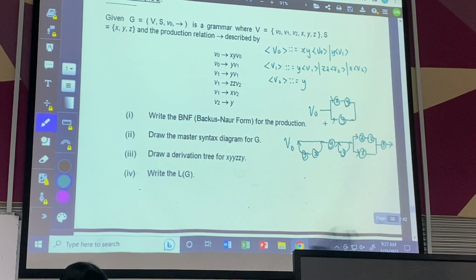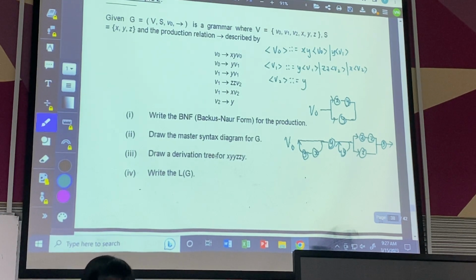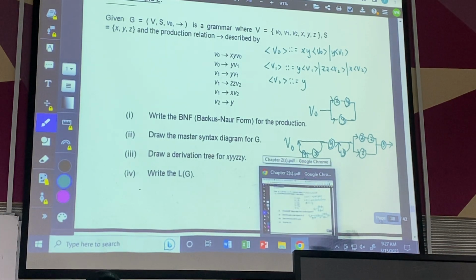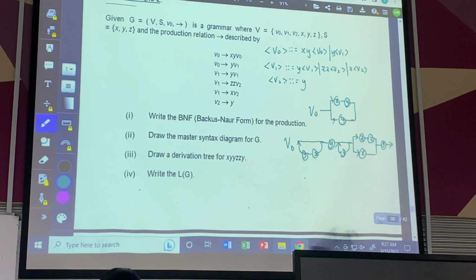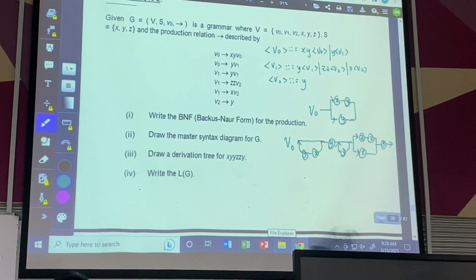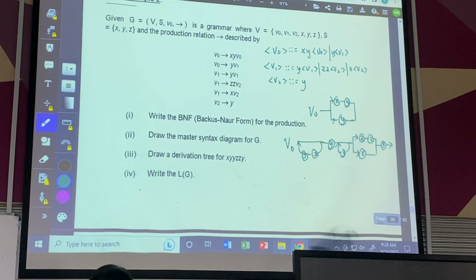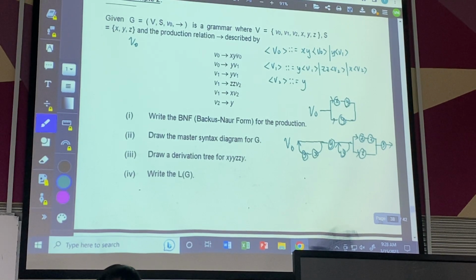Okay, for derivation 3, this one is like the tree diagram that we draw. How do we draw the x, y, y, z, z, y using the substitution given in the derivation 3? So the first one we have is x, y. If you start from V0, how to get the x, y? You need to substitute with this one, right? X, y, V0, isn't it?